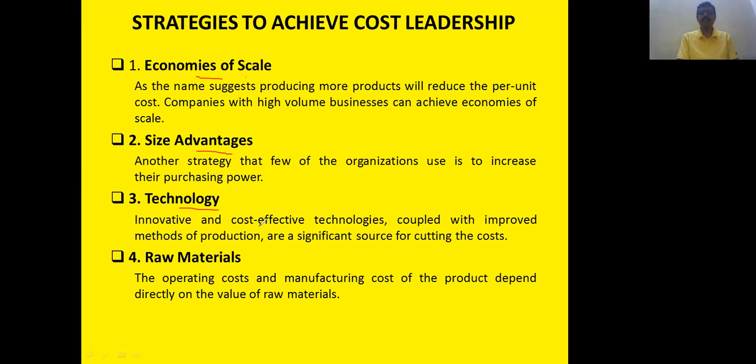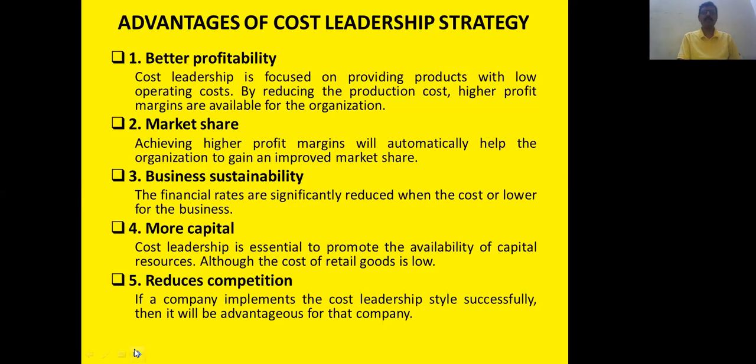Next, technology. Cost effectiveness is one of the advantages of technologies. If these are coupled with the method of production, they can easily produce the products at the least amount of cost. Raw material cost: if the raw material cost is very low, they can also bring down the production cost and thus evolve as low cost producers. What are the advantages of cost leadership strategy? They can gain a huge amount of profits.